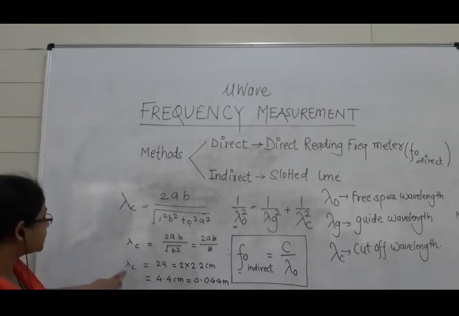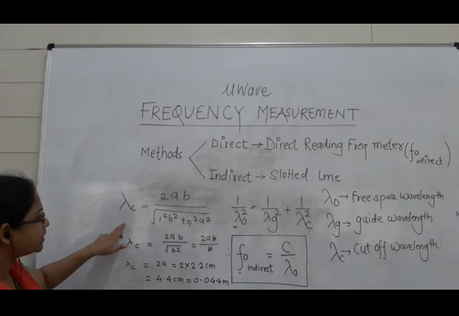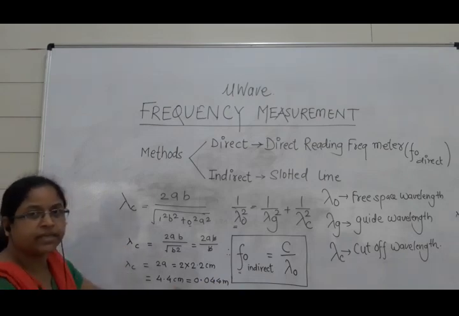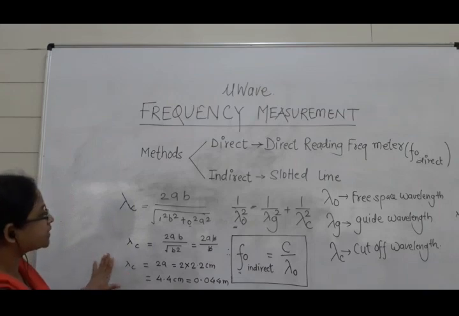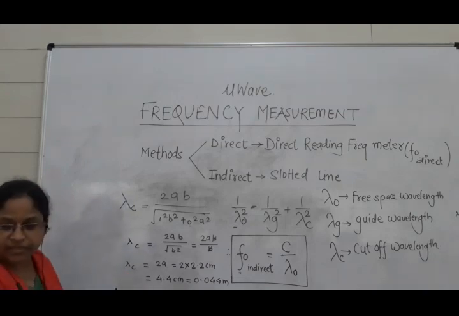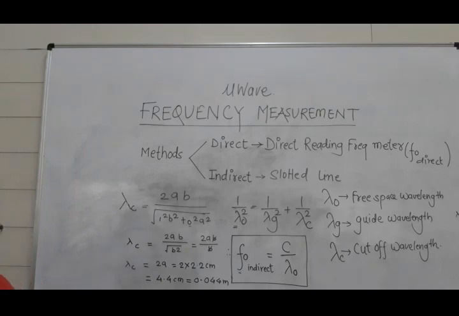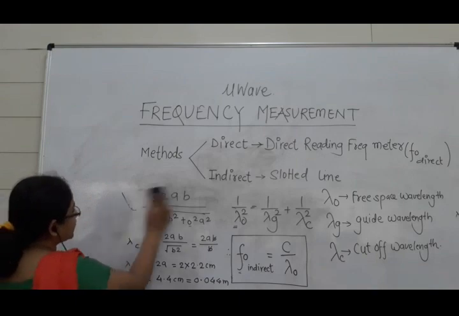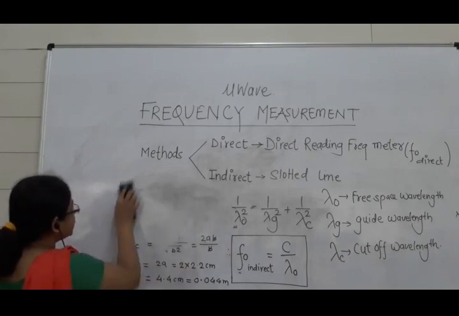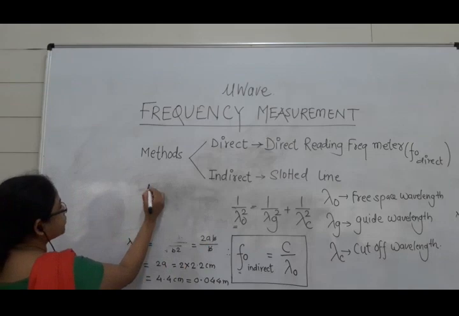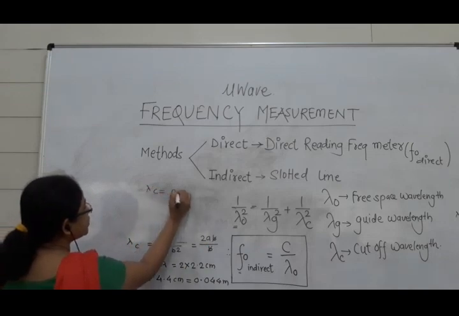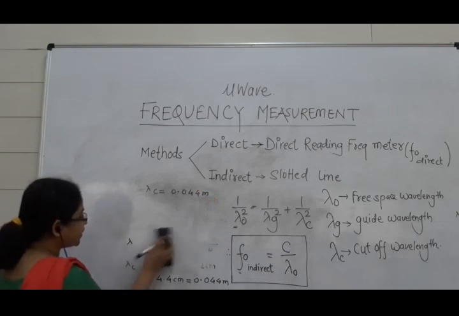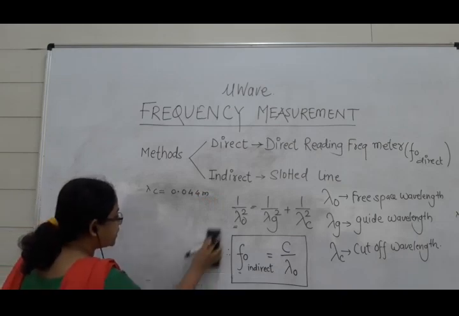Now I understand what lambda c is and how to calculate it. The next value I need is lambda g, the guide wavelength. So how am I going to find the guide wavelength? Lambda c, as we have already seen, is 0.044 meters, which we actually measured and found. Now the next one is lambda g.